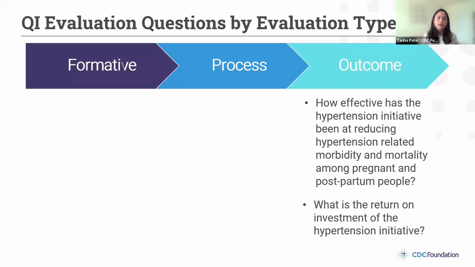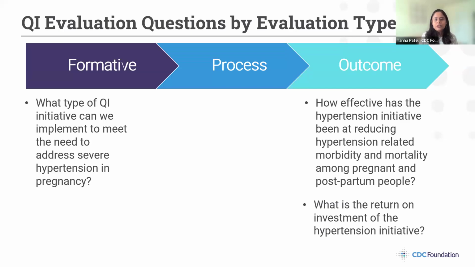Another potential outcome evaluation question is, what is the return on investment of the initiative? We haven't discussed economic evaluation significantly yet, but return on investment will be an economic outcome of the initiative. The second question was, what type of QI initiative can we implement to meet the need to address severe hypertension in pregnancy? These are wordy questions, sorry about that. This is a formative evaluation question because it asks what sort of initiative should be designed.